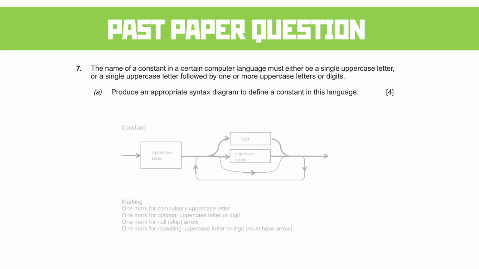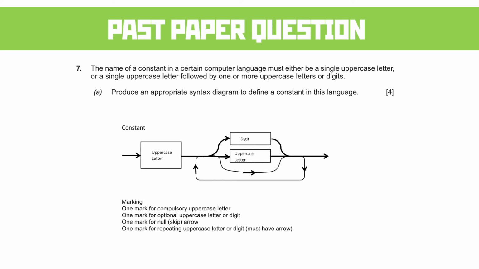We've got an uppercase letter followed by, and there's a bunch of paths here, it could be straight out, you'll notice it goes underneath there. It could be a single uppercase letter, but if we've got that, we go back and we can have another one, or we can have a digit and we can go back and have another one. So there's an infinite amount of those two things there that we can have, but at least one of them.